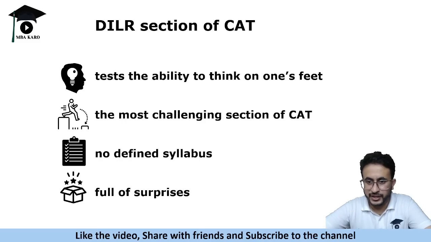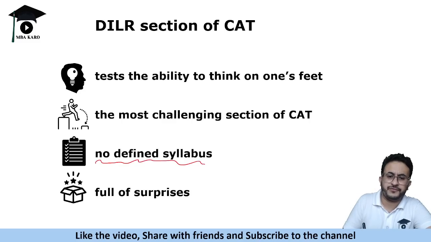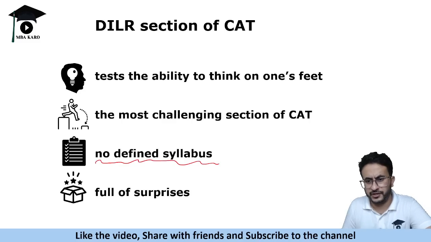It is the most challenging section of CAT. If you are already good at it, you may not agree, but most people agree that it is the most challenging section, very tough to crack. There is no defined syllabus. Although there are some topics from which you generally get questions, there is no defined syllabus.